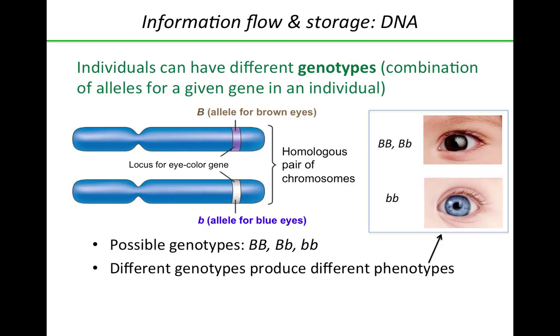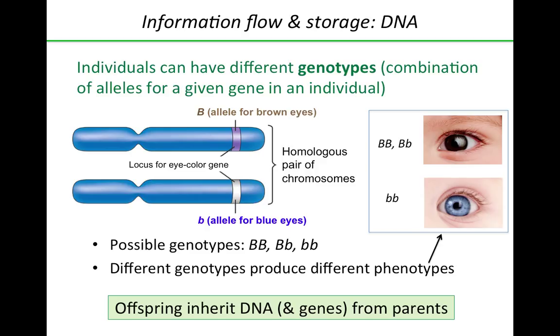So if, in this example, the big B is dominant over the little b allele, then anyone with at least one copy of the big B allele would have brown eyes, and only individuals that have two copies of the little b allele would end up with blue eyes. So if we think of traits like this, so eye color, hair color, what we see is that individuals often resemble their parents, and that is because offspring inherit their DNA and their genes from their parents.